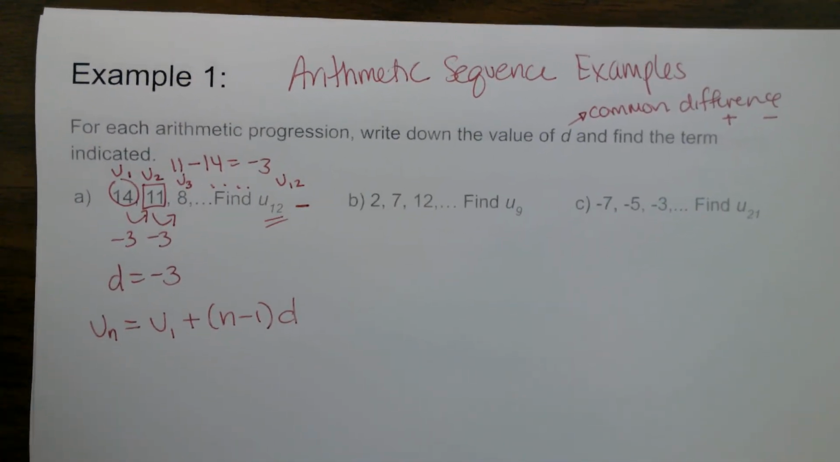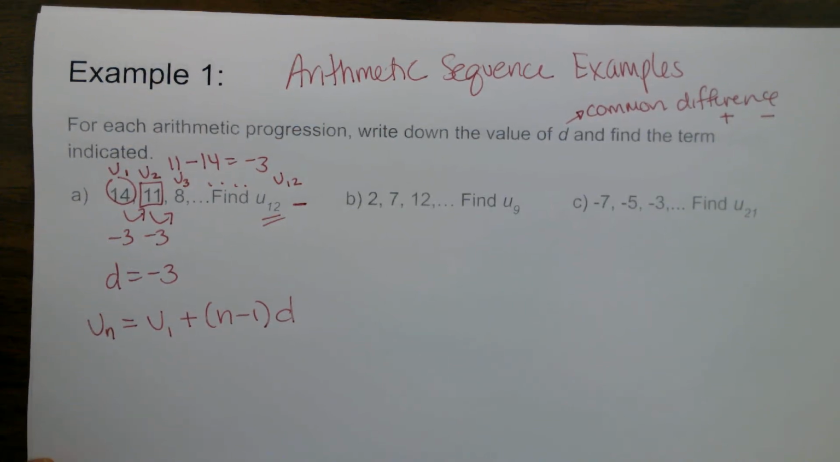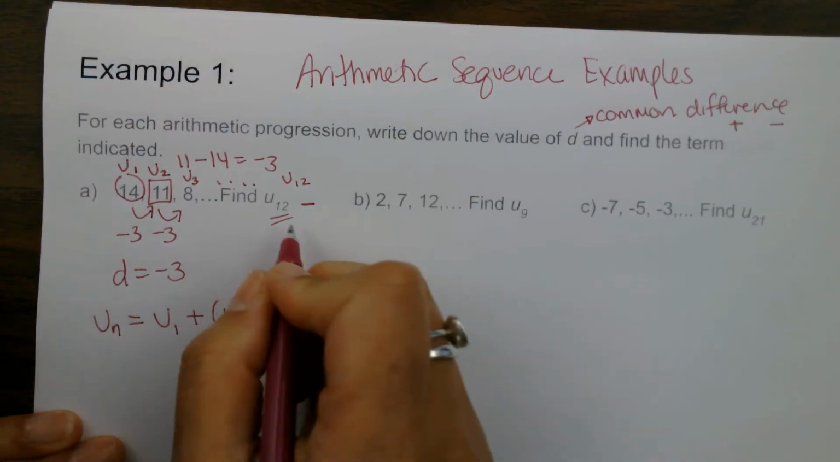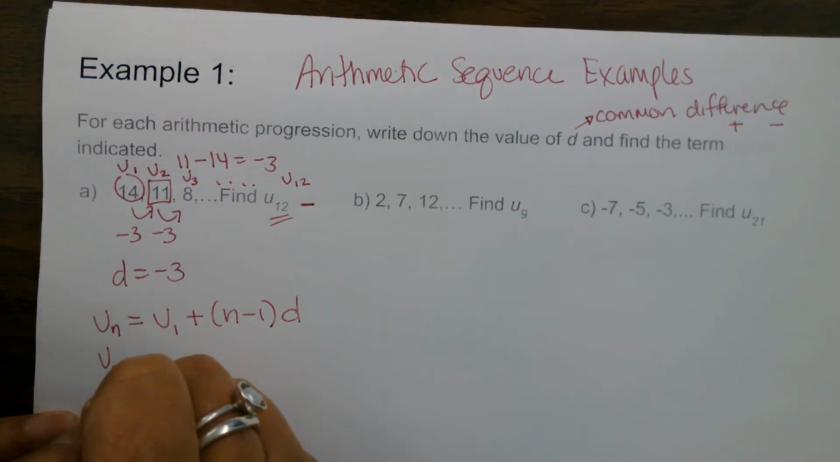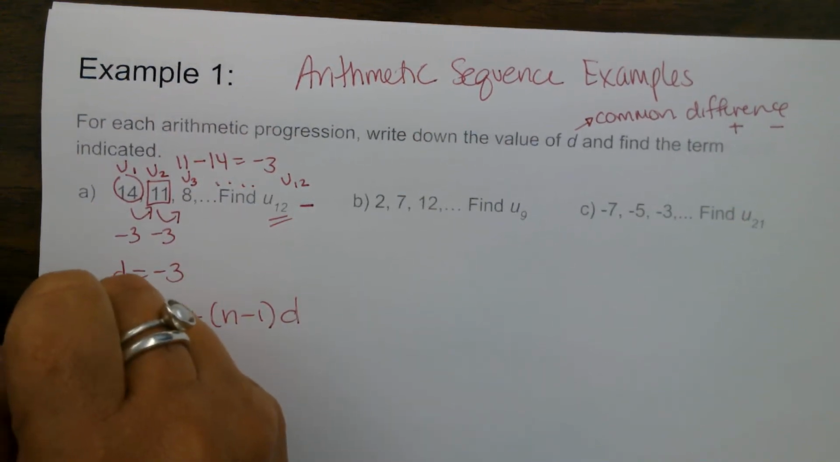You've seen this before if you were in my algebra class. We used to use the variable a, but now in the IB DP math class, it's going to be u. We're going to use this to substitute our numbers in. So we need to find u sub 12, which is the term that we are looking for.